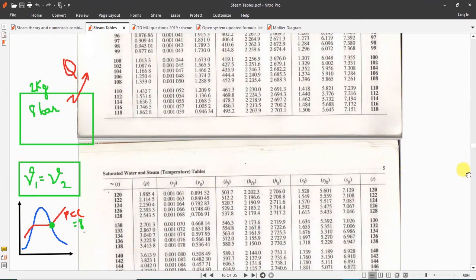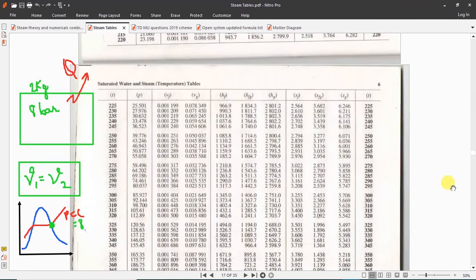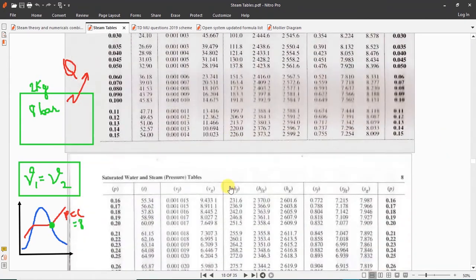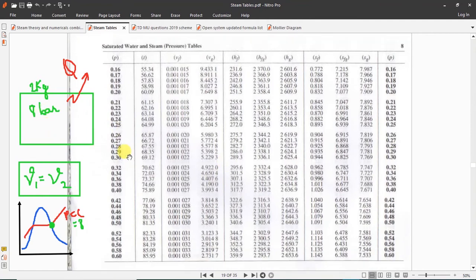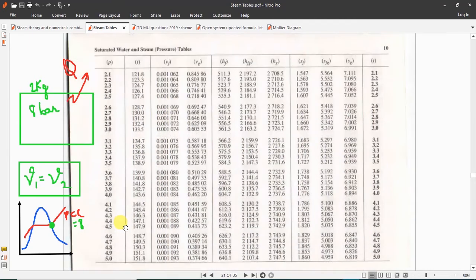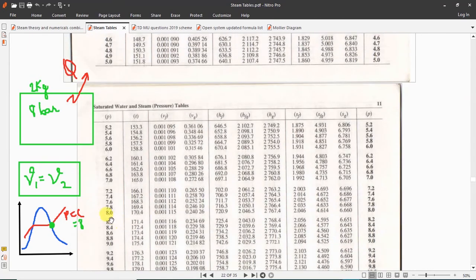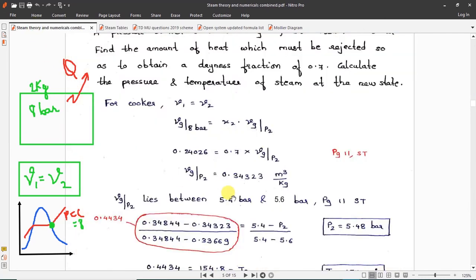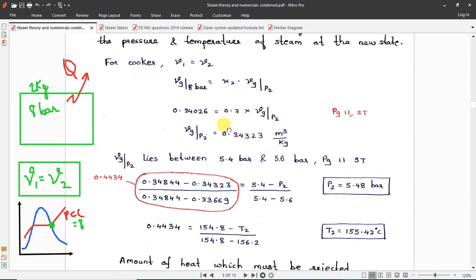So this is still the temperature table. Why? Because the first column is temperature. Now these are the pressure tables. What is the pressure given? 8 bar. The pressure in the steam table is given in bars. So we'll go to the 8 bar pressure. Now for 8 bar pressure, what is vg? The vg value is 0.24026. Now this is equal to V2.